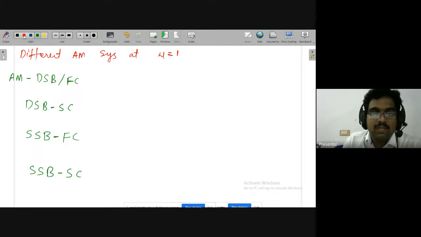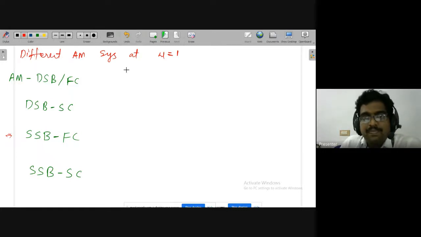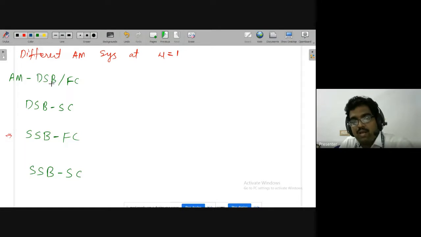We are not discussing these terms in detail. Single sideband full carrier is also available. Sometimes we use any one of the sidebands with the full carrier, due to some reason. This is a technique we have not discussed, but directly we will write the formula. So what is the total power in all the cases? AM can also be called double sideband full carrier. That means both the sidebands are there and the carrier is also there, which is equivalent to AM.